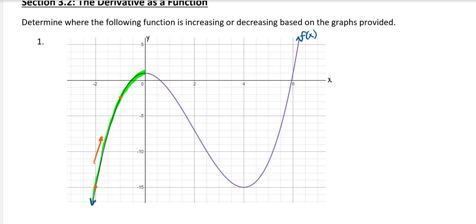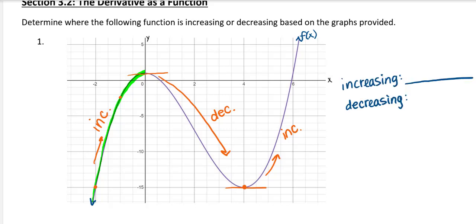So I would say this whole section here, my function is increasing, and then I stop for a moment here and turn around, and now I would say my function is decreasing until I get to this nice stopping point right here, where I turn around again and now I am increasing. And if I wrote these out as intervals, I would say I'm increasing and decreasing on an interval.